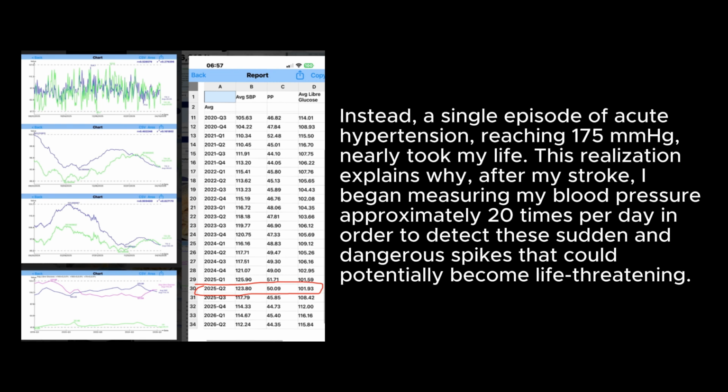Instead, a single episode of acute hypertension, reaching 175 mmHg, nearly took my life. This realization explains why, after my stroke, I began measuring my blood pressure approximately 20 times per day in order to detect these sudden and dangerous spikes that could potentially become life-threatening.